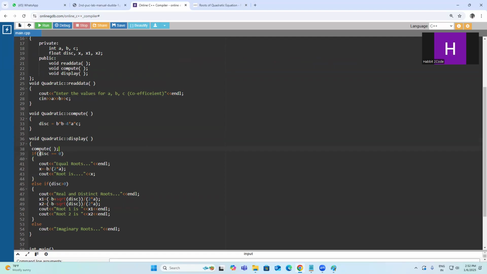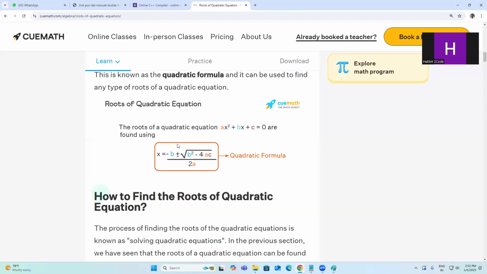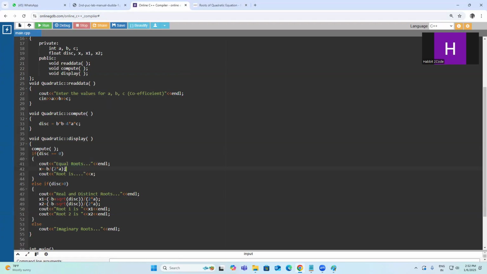In this, if the discriminant is equal to 0, print the message that the roots are equal and calculate x. Here you can see the formula, plus or minus square root of b square minus 4ac, which is already calculated. Now x equal to minus b divided by 2 into a is calculated and the x value is printed.